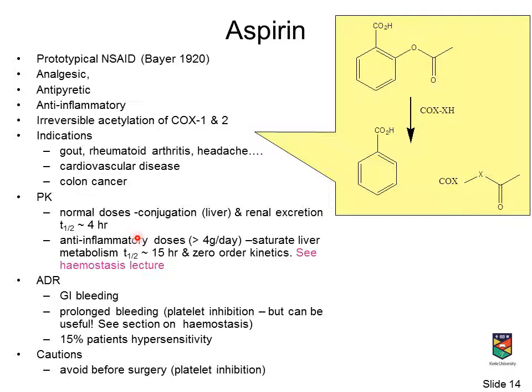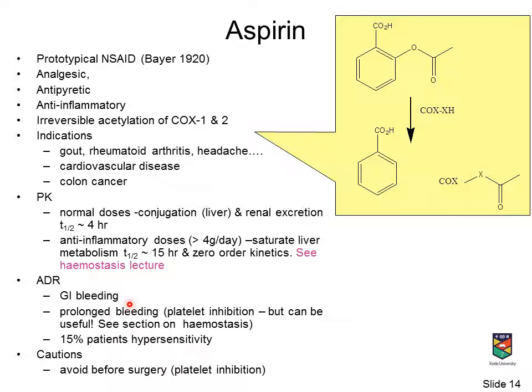So instead of being eliminated with a half-life of 4 hours, suddenly we find that the metabolic processes are saturated, and it's no longer eliminated with a half-life of 4 hours. The half-life now goes up to 15 hours, and it now undergoes something called zero-order kinetics. In other words, the rate of elimination is constant. It's not dependent on the amount of drug that's present, and that's because the liver metabolism has now been fully saturated, and so the drug is just being excreted as fast as it possibly can, but there's no further liver metabolism that can take place as you go to higher doses, so the rate of elimination remains constant.